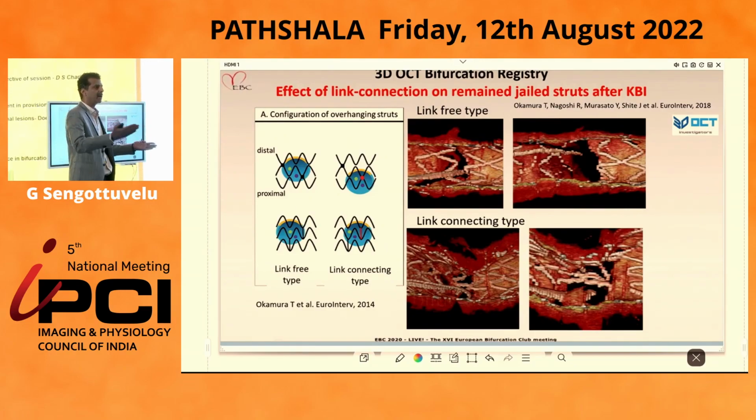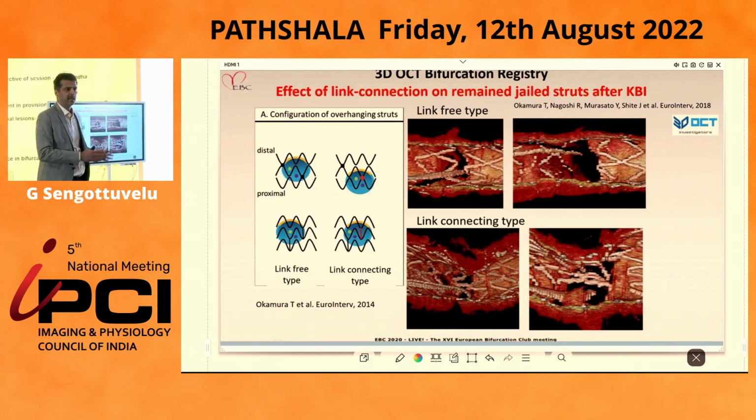OFDI is from Terumo, where they had a carpet view, which is an expansion of the bifurcation, where you can see the strut pattern. They have described two typical patterns, link-free type and link-connecting type. By this I mean, if there is a link connector seen within the side branch ostium, it's called link-connecting type. When there is no link connector, we call it link-free type. This is important because if you have a link-free type and you cross distally, you're going to clearly remove all the struts away from the side branch. Whereas in link-connecting type, sometimes even with a kissing balloon, you may not be able to push away all the struts.